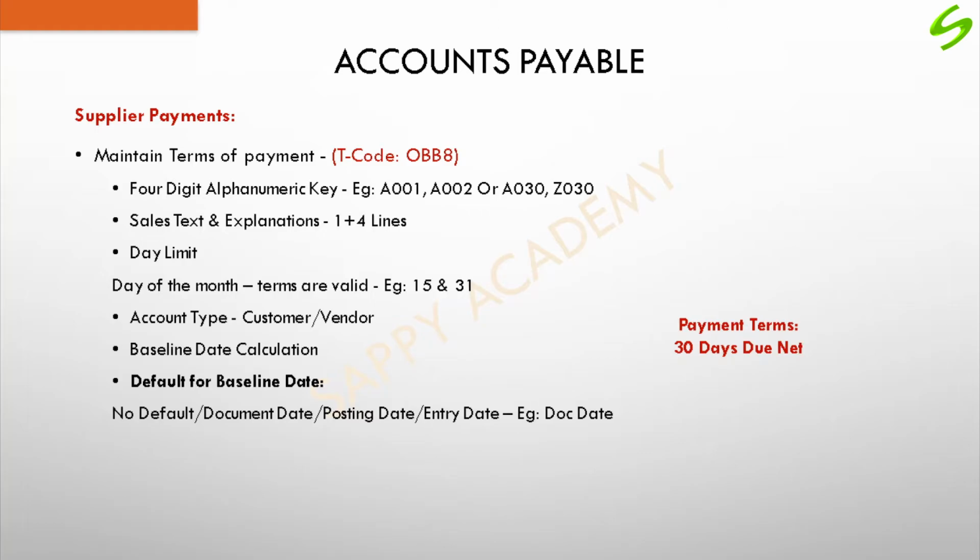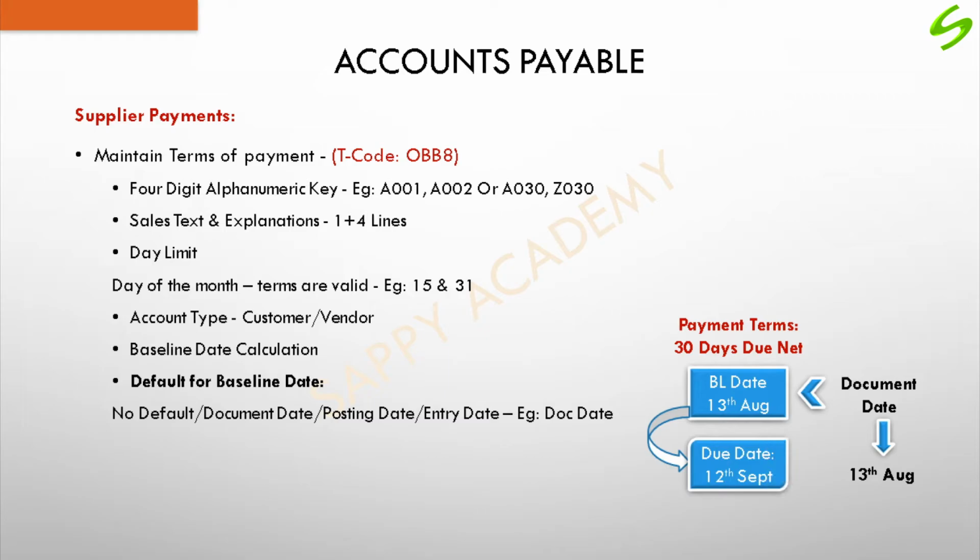Let's look at an example. We have a payment term which is due in 30 days and my document date is 13th of August, and document date is the default for my baseline date. So my baseline date will also be 13th of August. What will be my due date? Again, it says 30 days, so it will be 12th of September.